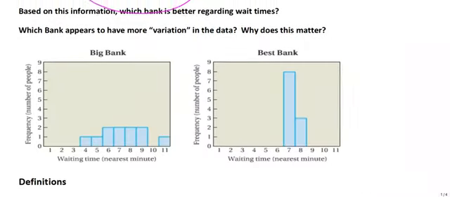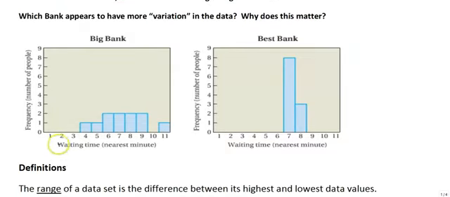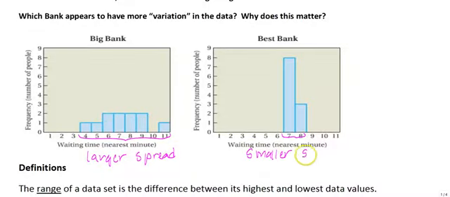If we take a look at their histograms, we put waiting time here on the x-axis, and frequency, the number of people that waited that time, on the y-axis. We can clearly see with this graph the spread of the data here as opposed to the spread of the data there. So this one has a larger spread, which means it has a larger variation. Knowing the spread of your distribution can help you make a decision.